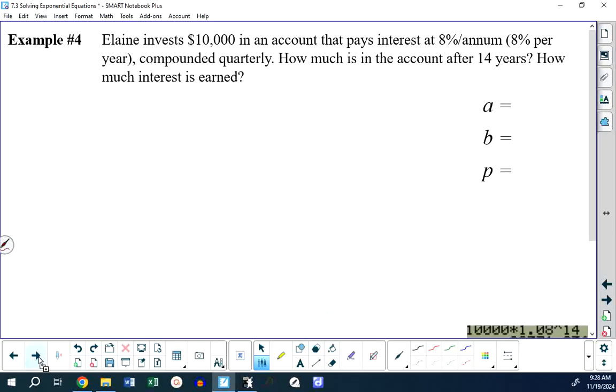Okay, let's talk about Elaine. Elaine invests $10,000. She also has $10,000. She goes to a different bank, and the interest rate is 8% per annum. It's 8% per year. But that statement in and of itself does not mean it's compounded annually. It doesn't mean she's going to get 8% every year. It's almost false advertising, but it's in her benefit. It's better for her. It's compounded quarterly.